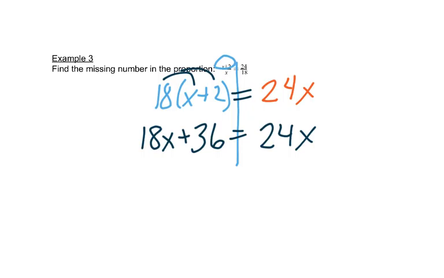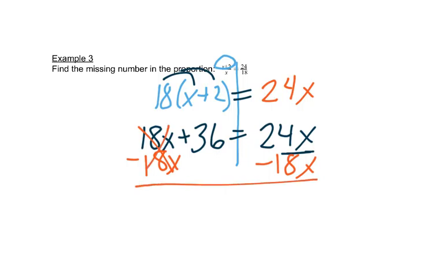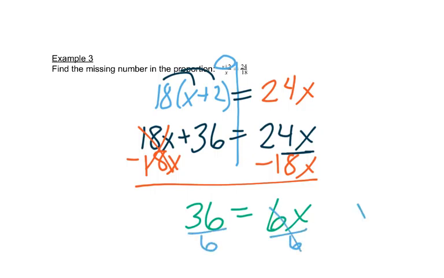Because there's nothing else on this side besides that x, I'm going to subtract 18x on both sides and leave the number on the left. So that leaves me with 36 equals 6x. We'll divide both sides by 6, and we get x is equal to 6.